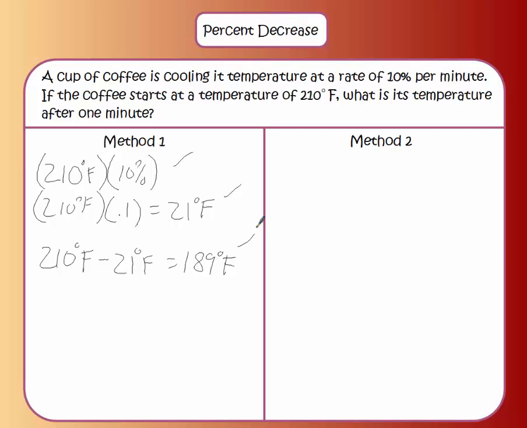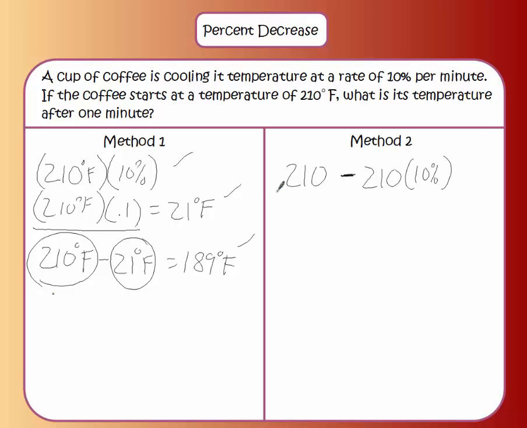Once again, I'm going to start with the 210. That's my starting amount. And if I think about this, what do I need to do? I need to subtract from the initial amount whatever the percent of the decrease was, right? So this 210 times that 10%. Well, that's exactly what I have here, right? This 210 times the 10% is this number, and this is the starting value. So starting value, percent of decrease.